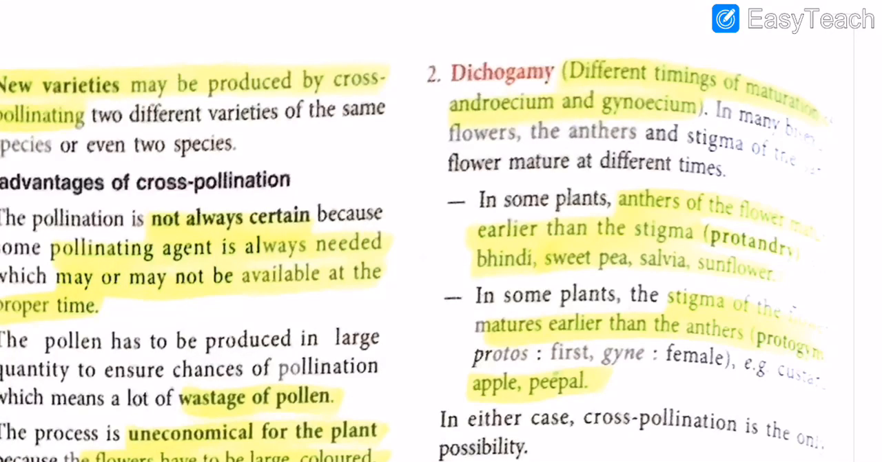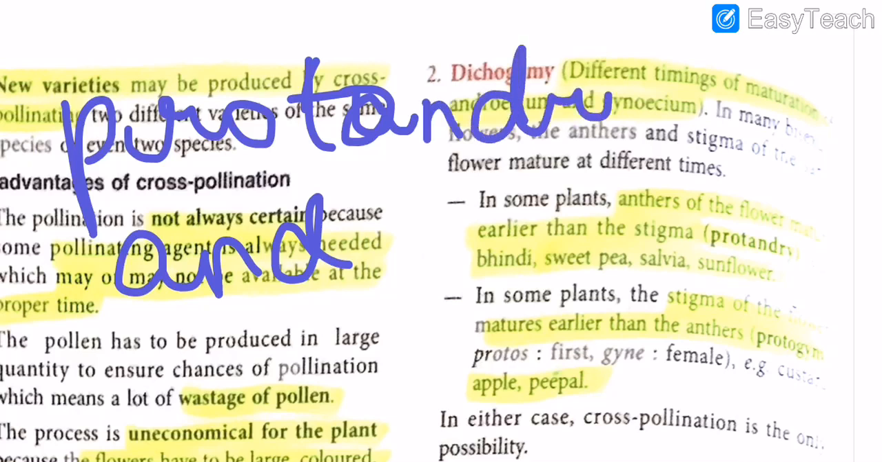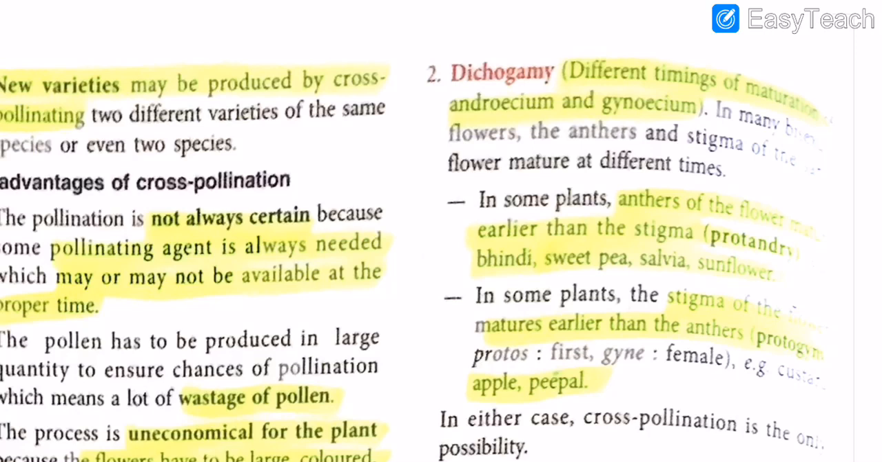Now one way to actually memorize this would be, you have proto in both. Androecium, just take the andry over here. So protandry. Then for gynoecium, you have gyny. So protogyny. So protandry, or however you want to pronounce it, and protogyny. That's how I pronounce it. So in either case, cross-pollination is the only possibility.